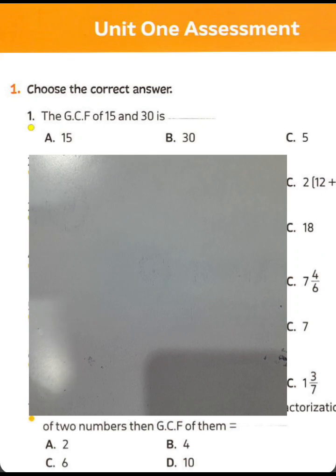Today I will solve with you a test from the Al-Moasser book, Unit 1 assessment. Look with me at question number 1. Choose the correct answer. Number 1: the greatest common factor of 15 and 30 is.